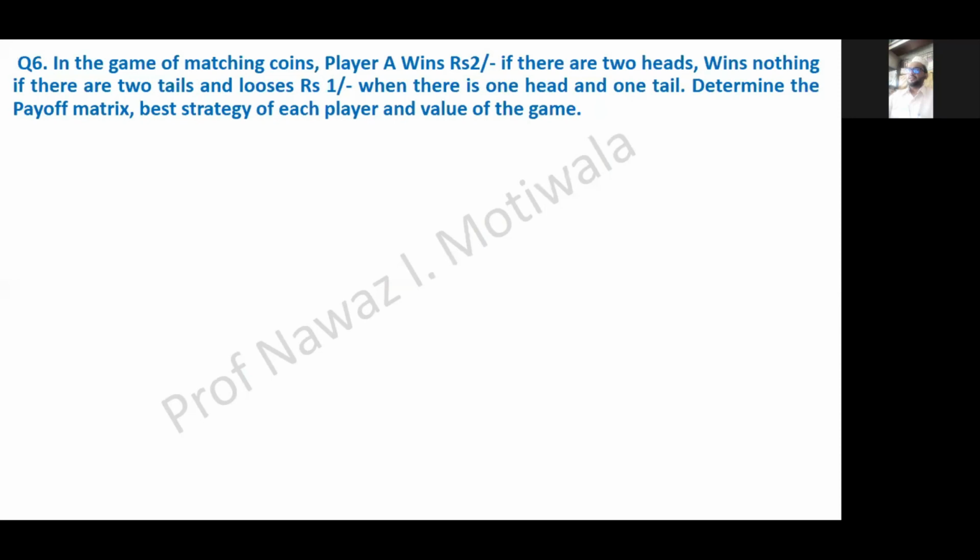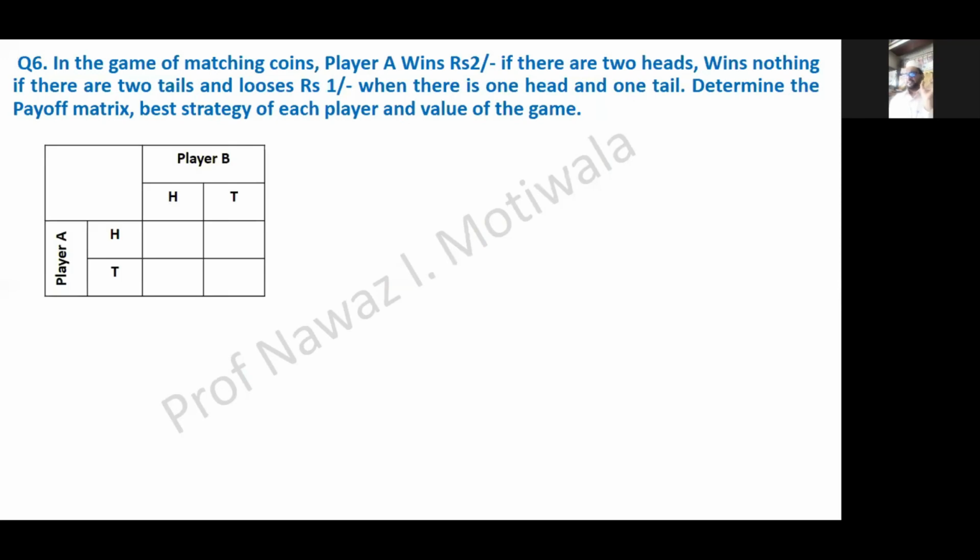In the game of matching coins, player A wins ₹2 if there are 2 heads. अगर दोनों हेड आया तो प्लेयर ए को कितना मिलेगा? ₹2. Wins nothing if there are 2 tails. अगर दोनों टेल आ गए तो उसको कुछ भी नहीं मिलेगा. And loses ₹1 if there is 1 head and 1 tail. Your first requirement is to find out the payoff matrix, and second requirement is to find out the best strategy for each player and the value of the game. So first step we have to find out what is the payoff matrix.